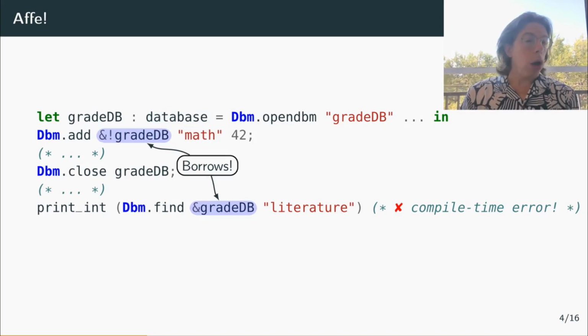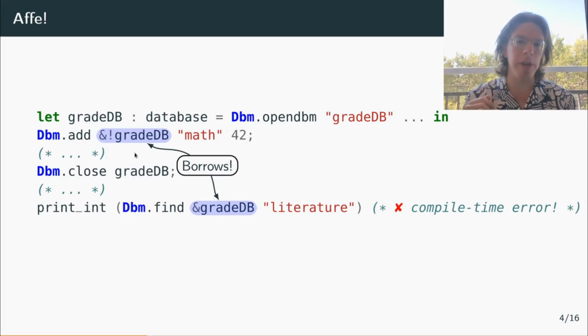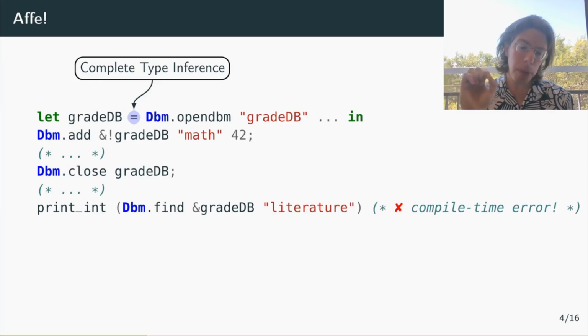Furthermore, we have borrows. As present in Rust and other languages, borrows allow us to do imperative programming very conveniently, and that's why we use them here. Finally, a final specificity of AF is that we have complete type inference. Before, I used a type annotation here to make it easier to read, but I don't need to. Here, the type is completely inferred by the type checker.